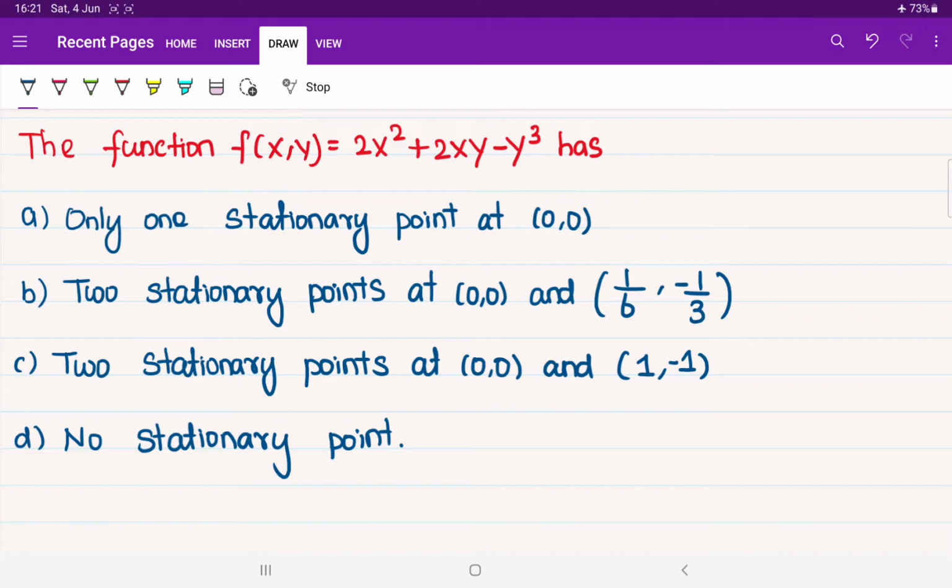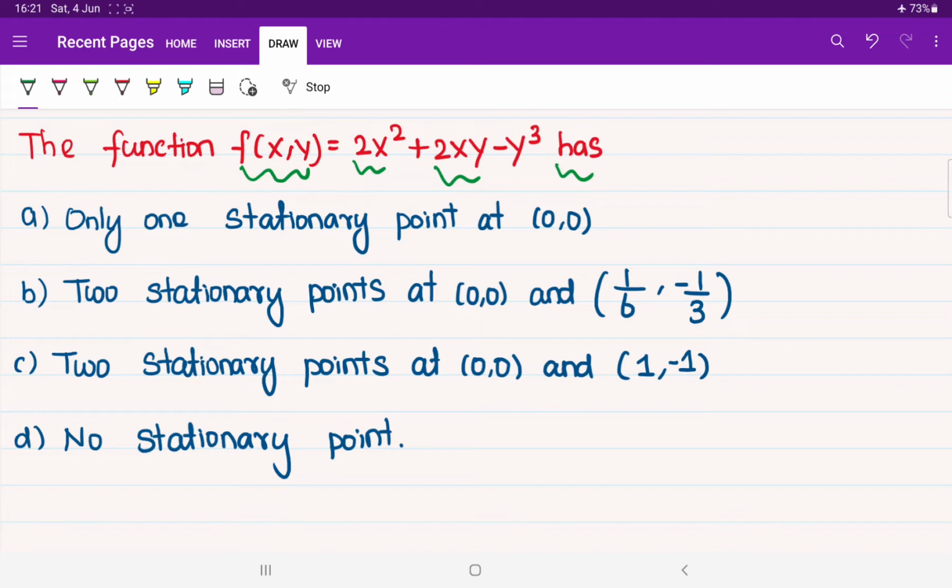Let us see the solution for the given question. What is the question given here? If you observe the question deeply, the function f of x comma y equal to 2x power 2 plus 2xy minus y power 3. That is the given question. See, it's one of the beautiful questions. They haven't asked any maxima, minima or point of inflection, nothing. Just we have to identify the stationary points.